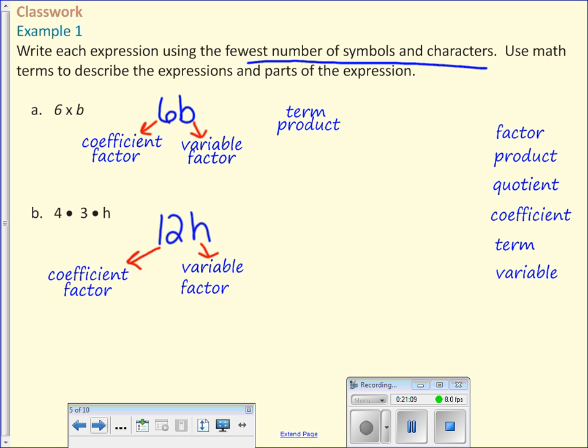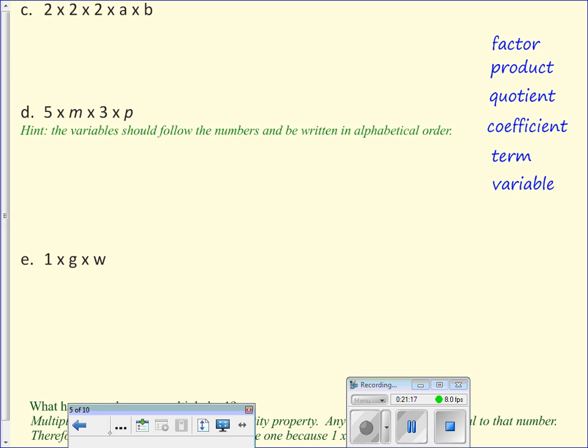But the whole thing is also a term and our product because that's the answer. All right, a couple more. 2 times 2 times 2 times 8 times b. What's that? Nice. 8ab. 2 times 2 is 4. 4 times 2 is 8 times a times b.